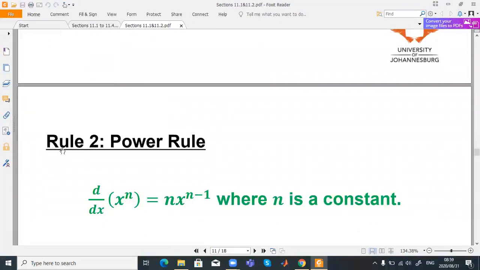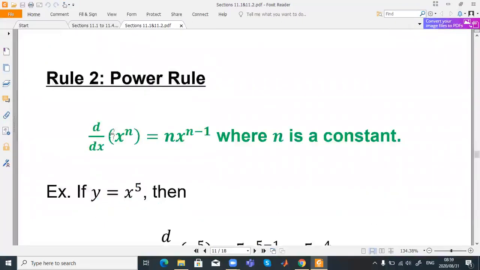Then the second rule here is the power rule. The power rule simply means, if you remember, we did exponents in the first semester. So this is x exponent n. If you have this function as a function of x, then the derivative of this is: you drop the power, then you minus 1 from the power. So this gives us the power rule.